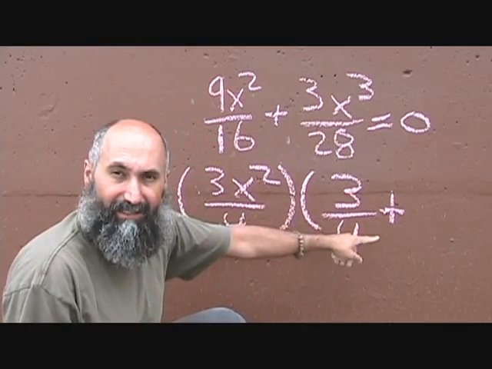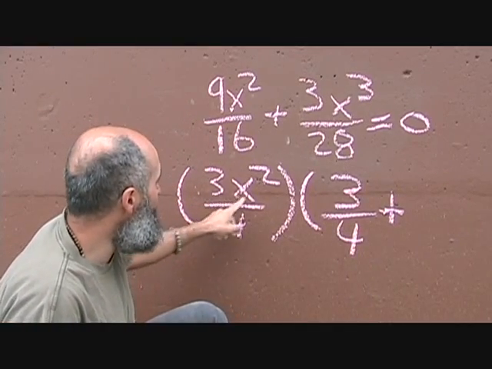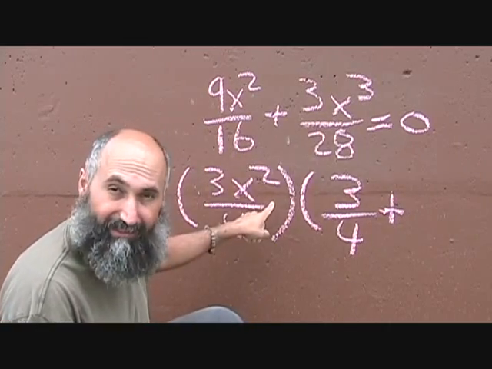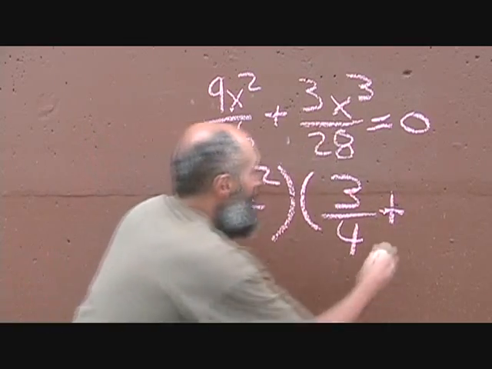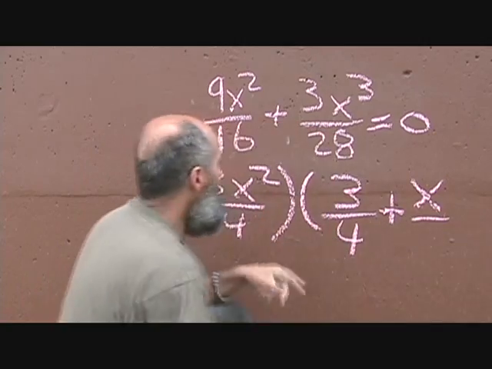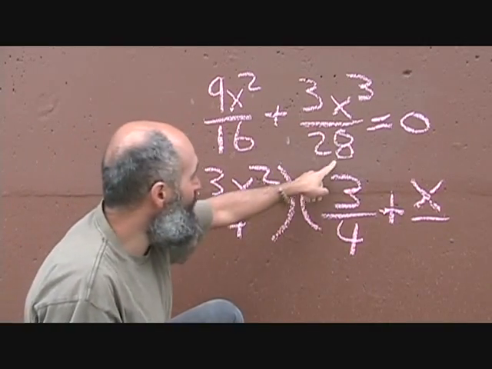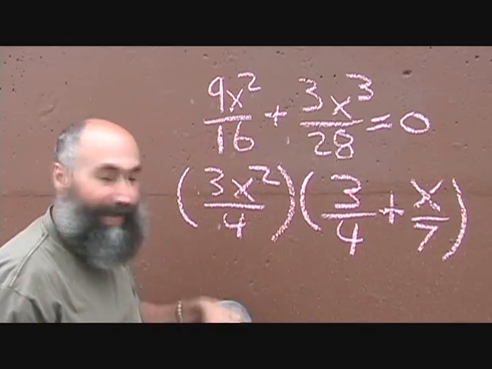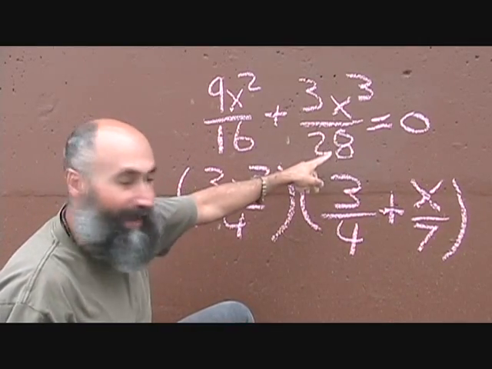You have a plus. And what do you multiply 3x squared by to give you 3x cubed? You need another x, because this is x squared and you need x cubed. And what do you multiply 4 by to give you 28? That's just 7. And that is this expression factored.